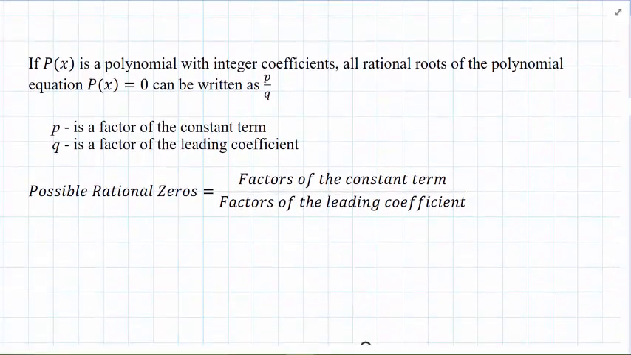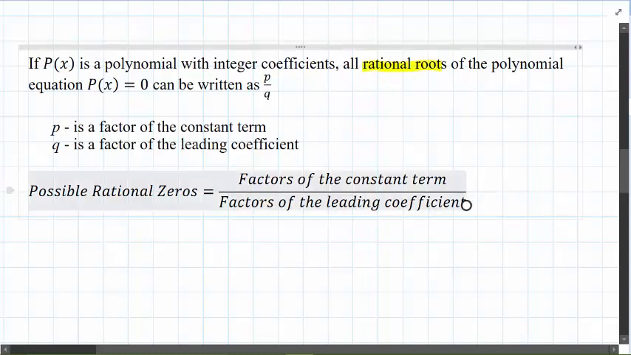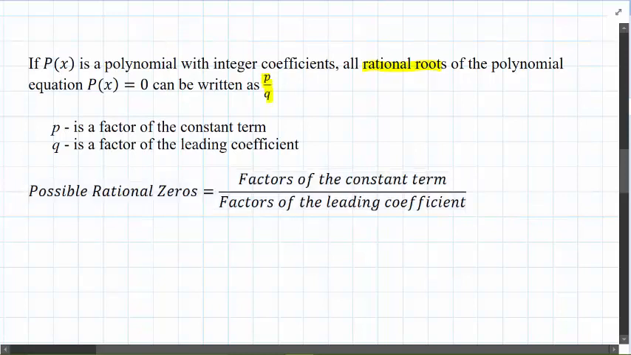formula. So here we have P of x, a polynomial with integer coefficients, and all rational roots of the polynomial. So it's only rational roots, no complex. Here is p over q. So what's p over q? p is a factor of the constant term, while q is a factor of the leading coefficient.